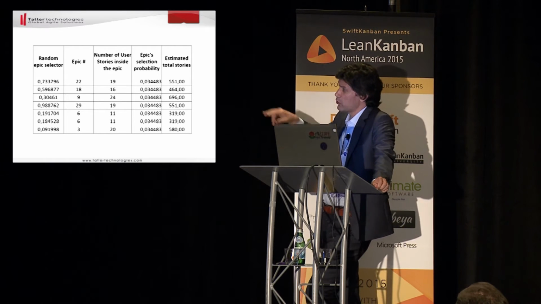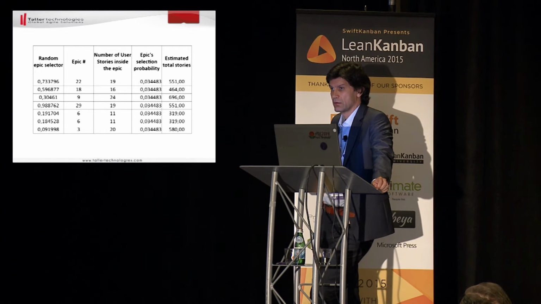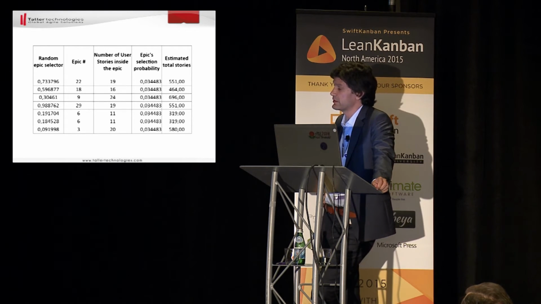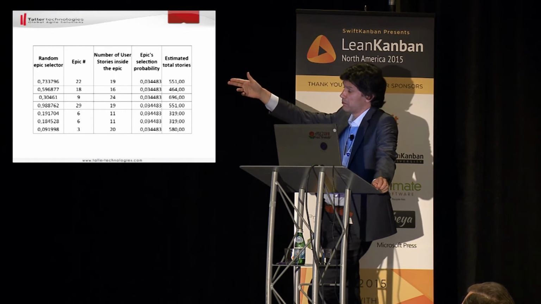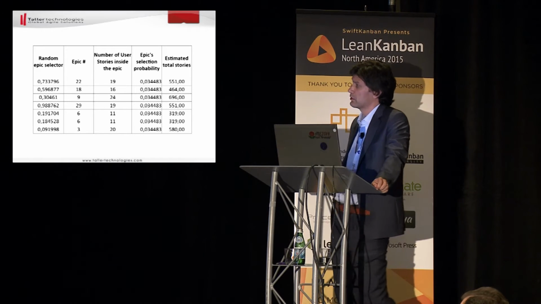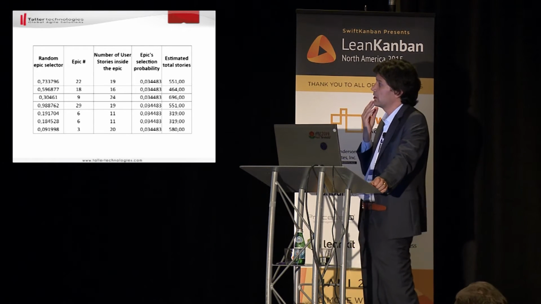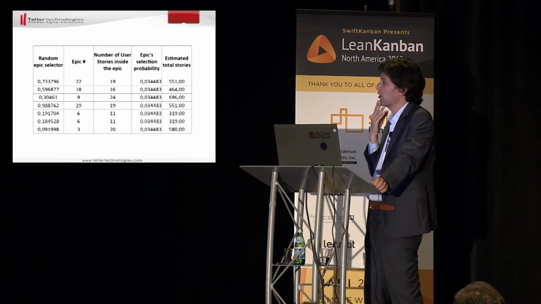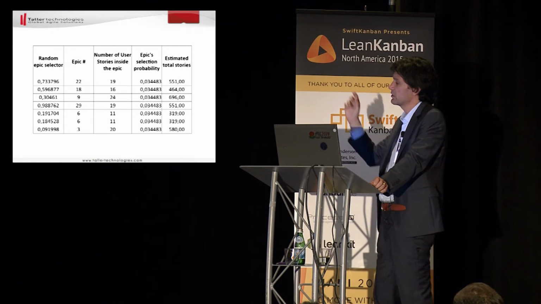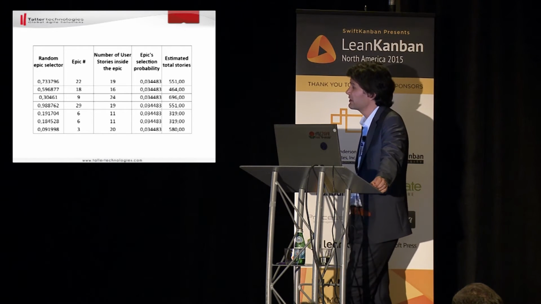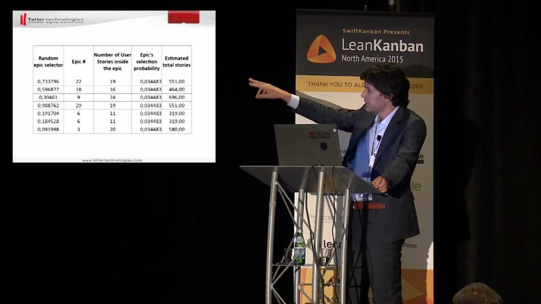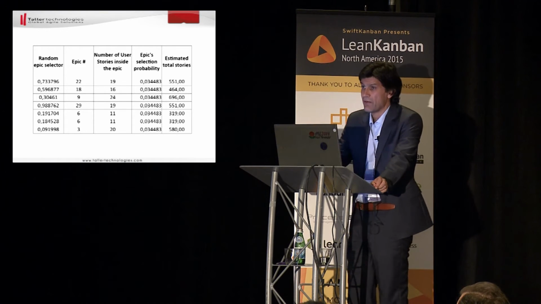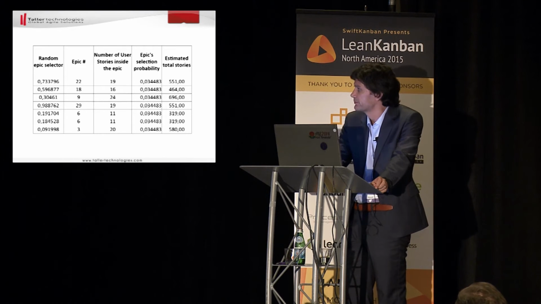And then the second row is the next sample, next estimate. Again, we generate a random number. Based on this random number, we pick one epic. We split the epic down into user stories. And using the formula, we come up with, this time, 464 user stories. So we do this 7 times, and we average out these numbers.